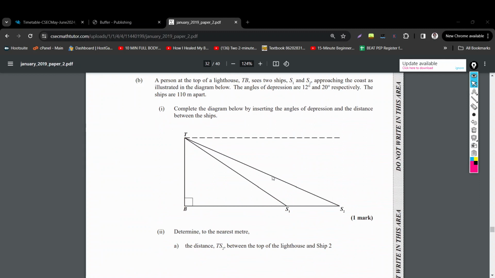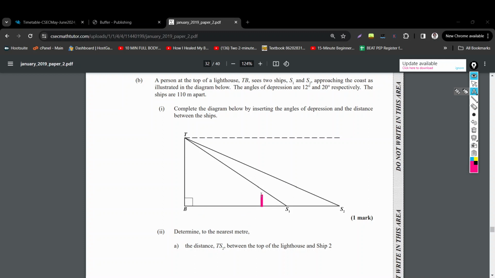All right, so let's go down to the variance section. Usually this is a variance question or a trigonometry style question. Let's do this together now. It says a person at the top of a lighthouse, TB, sees 2 ships, ship 1 and ship 2, approaching the coast as illustrated below. The angles of depression are 12 and 20 respectively. The ships are 110 meters apart. Complete the diagram by inserting the angles of depression and distance between the 2 ships.